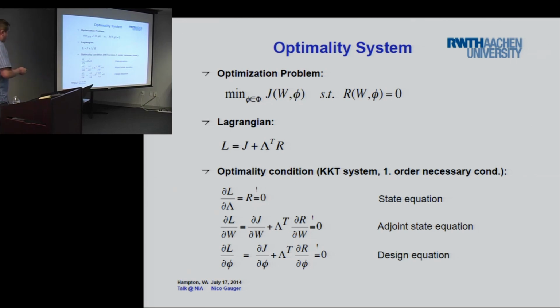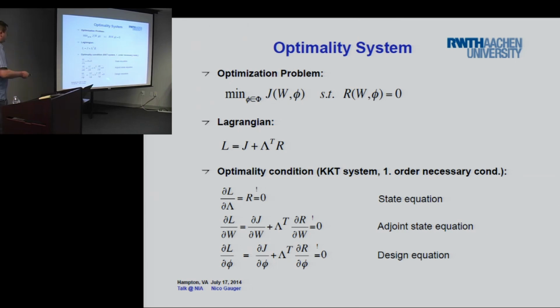If we differentiate with respect to the Lagrangian multiplier lambda, this is just our state constraint. Our PDE has to be fulfilled here. The differentiation with respect to the state variable is the adjoint, and with respect to the parameter, this is then the design equation. And please note the partial differential of L with respect to phi is the total derivative of the cost functional J with respect to phi.